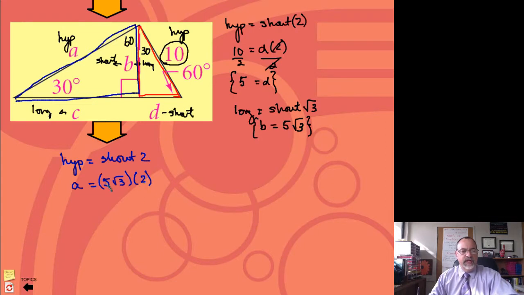Again, a number that's outside a radical can be multiplied with a number that's outside a radical. So the 2 times 5 is 10. So A would be 10 square root of 3.